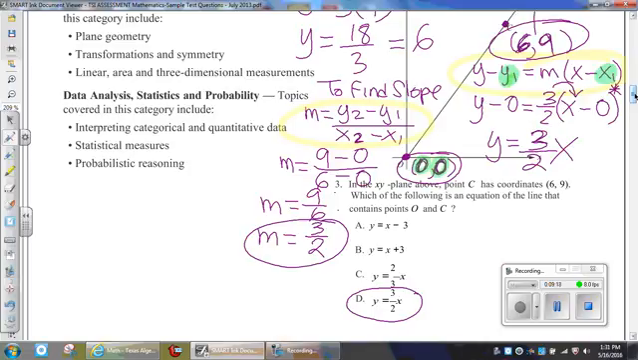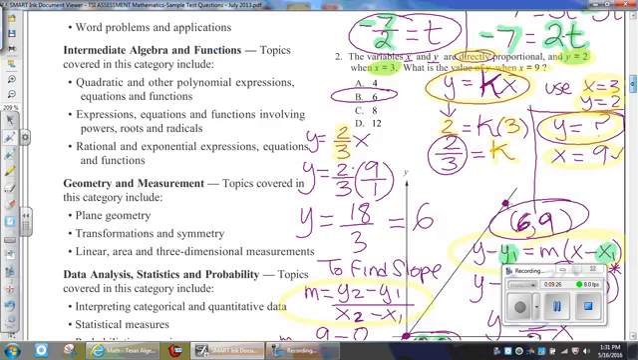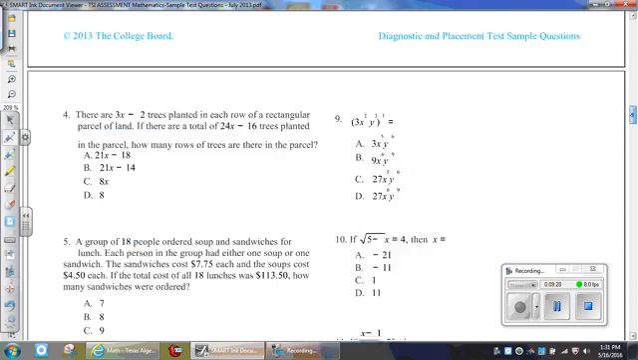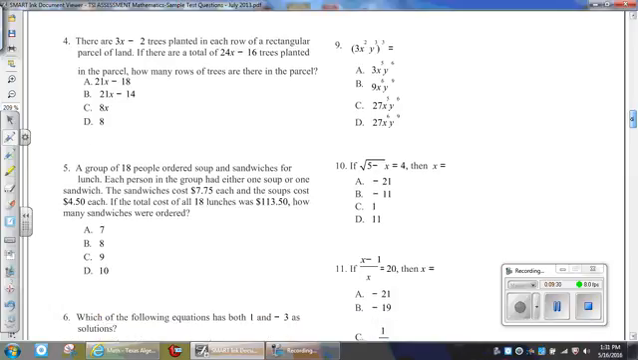Do we have a question there? Any questions with that? So please, guys, those two formulas, very important that you know. Okay, so let's move on to number 4.